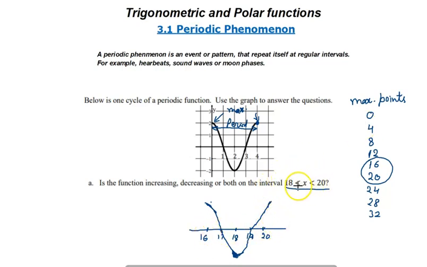Now it's asking for 18 to 20. And we can easily observe that this graph is increasing from 18 to 20. So this function is increasing from 18 to 20.